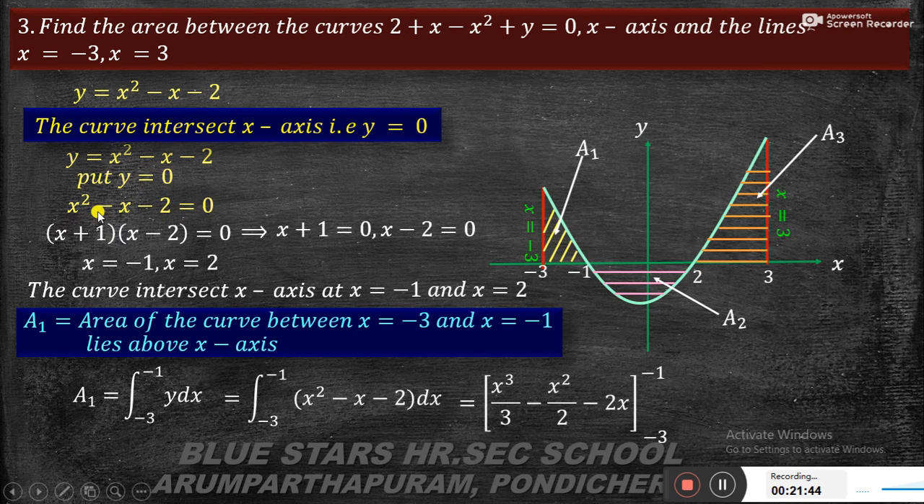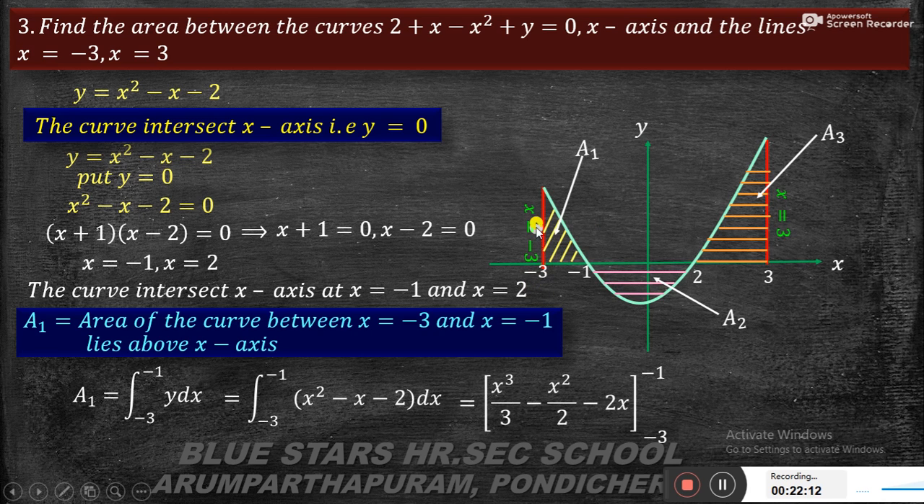Therefore we factorize this: (x plus 1) into (x minus 2) equal to 0. So x plus 1 equal to 0 means x equal to minus 1, x minus 2 equal to 0 means x equal to 2. Therefore the curve intersects the x-axis at x equal to minus 1 and x equal to 2.